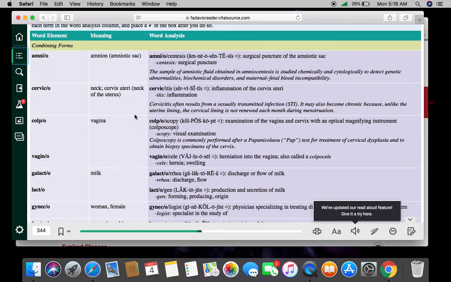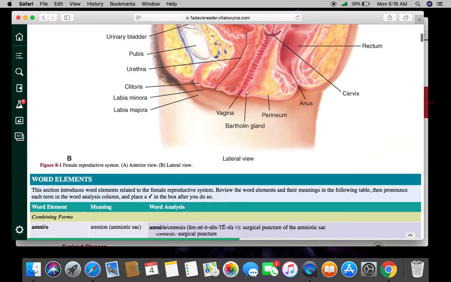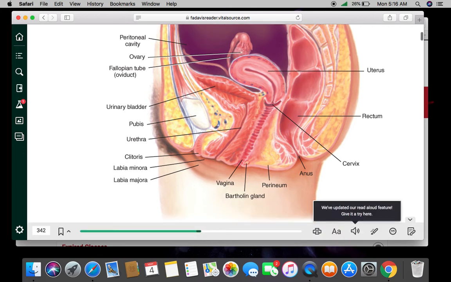Cervix, again, could mean neck, like in your cervical collar or your cervical vertebrae, but in obstetrics, we're talking about the neck of the uterus. If we go back up here and we're looking at the uterus itself, do you see how it forms like a narrowing right here? You got to use your imagination a little bit here. This area right here, see how it narrows down? That's your cervix.